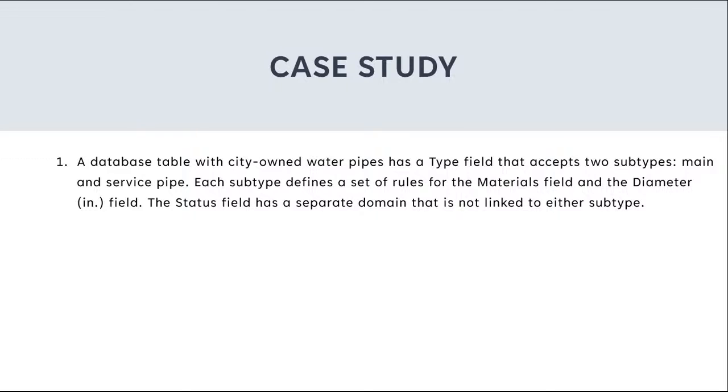Each subtype defines a set of rules for the material field and the diameter. The status field has a separate domain that is not linked to either subtype. So this is a case study, but we may not use this very specific case study for our practical. I will use more realistic terms related to geomatics, because when we talk of electrical appliances, these are terms whose applicability we may not really see in geomatics.